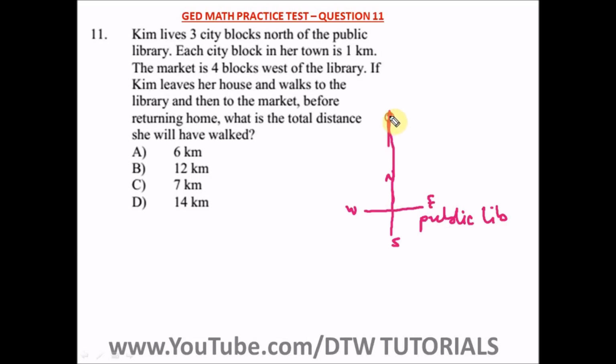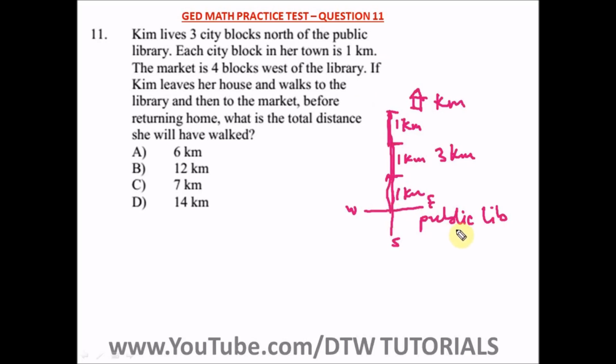So she lives somewhere here north of the public library. This is Kim's house. It says 3 city blocks, and each city block in her town is 1 kilometer. So this is 1 block, this is another block, and this is another block, each 1 kilometer. So the total here is 3 kilometers.